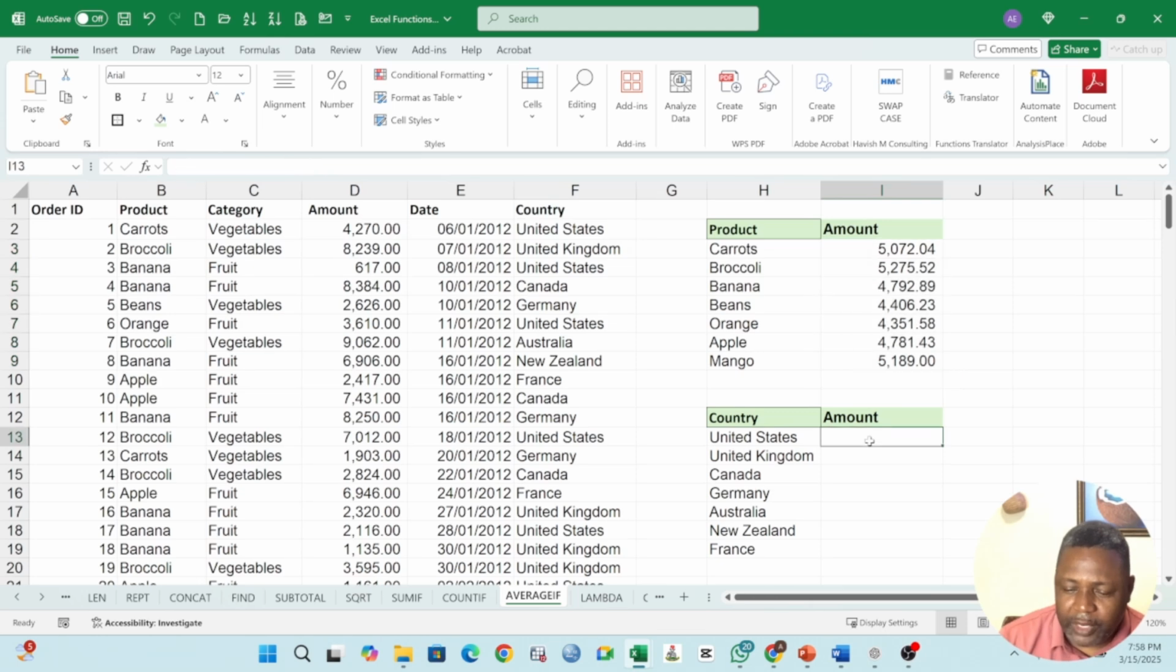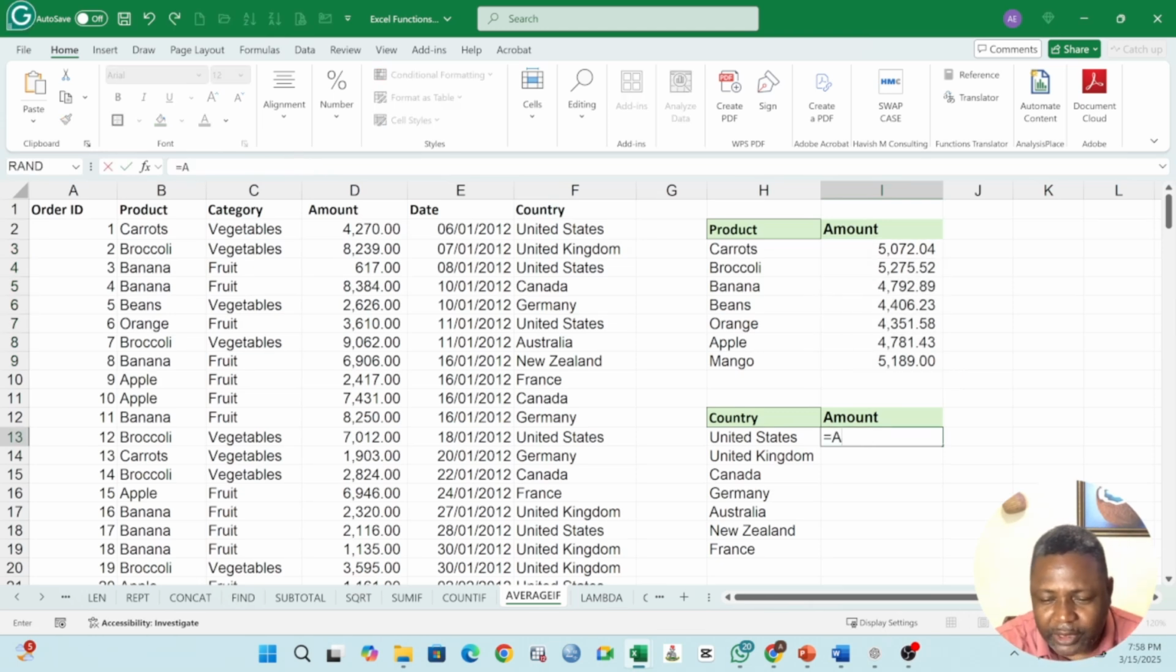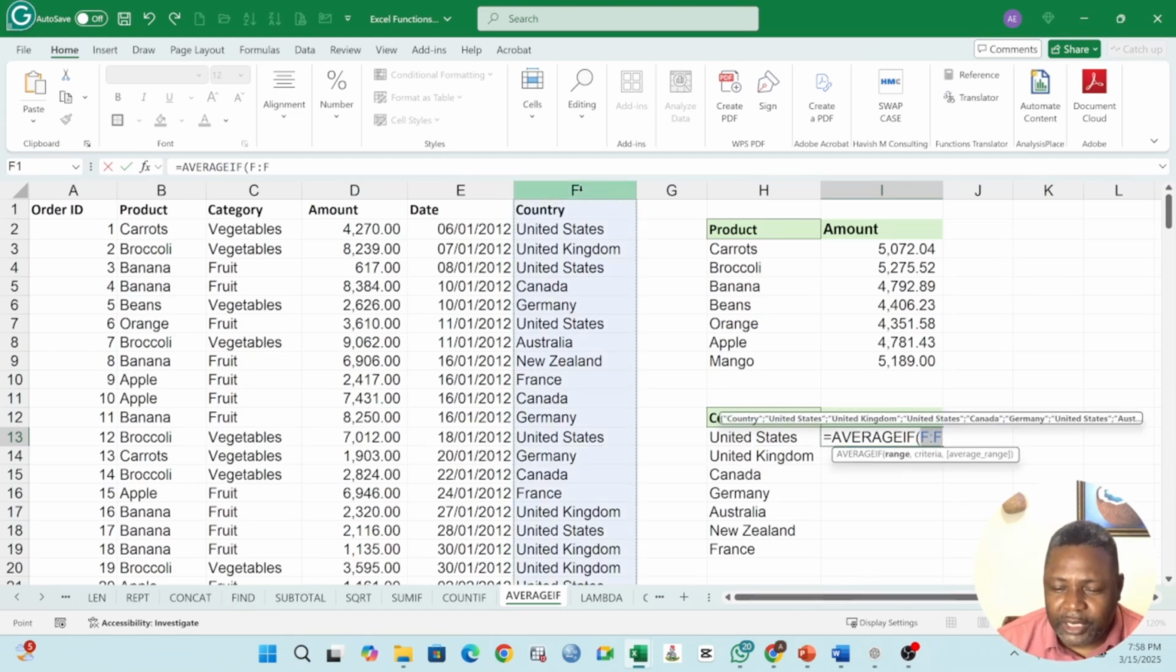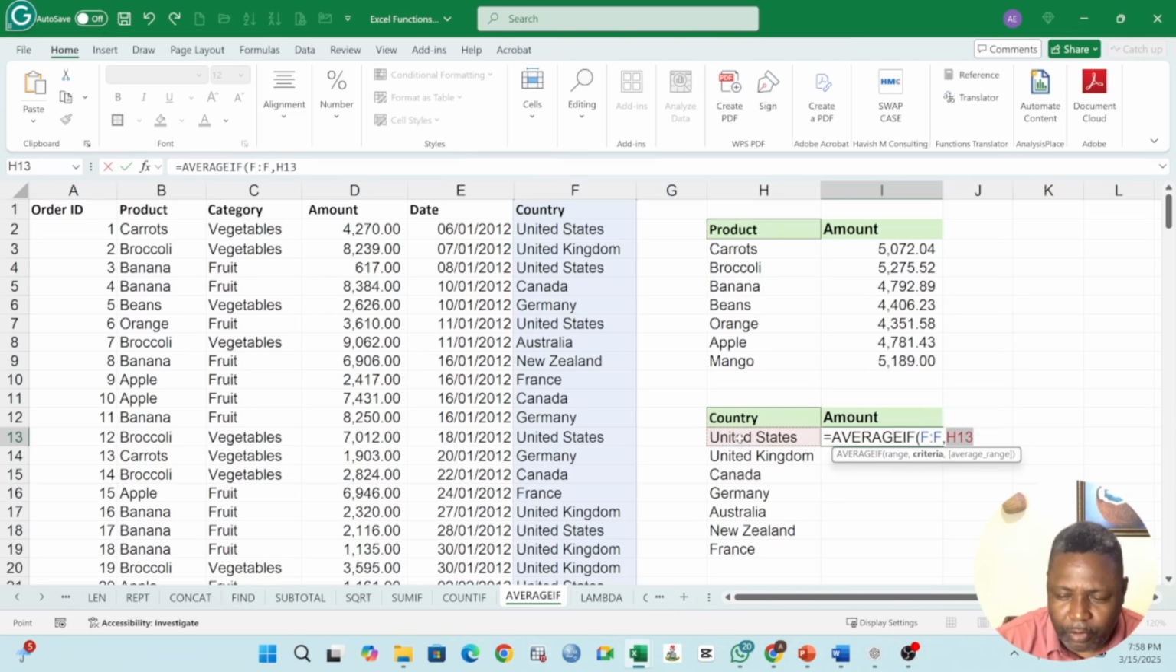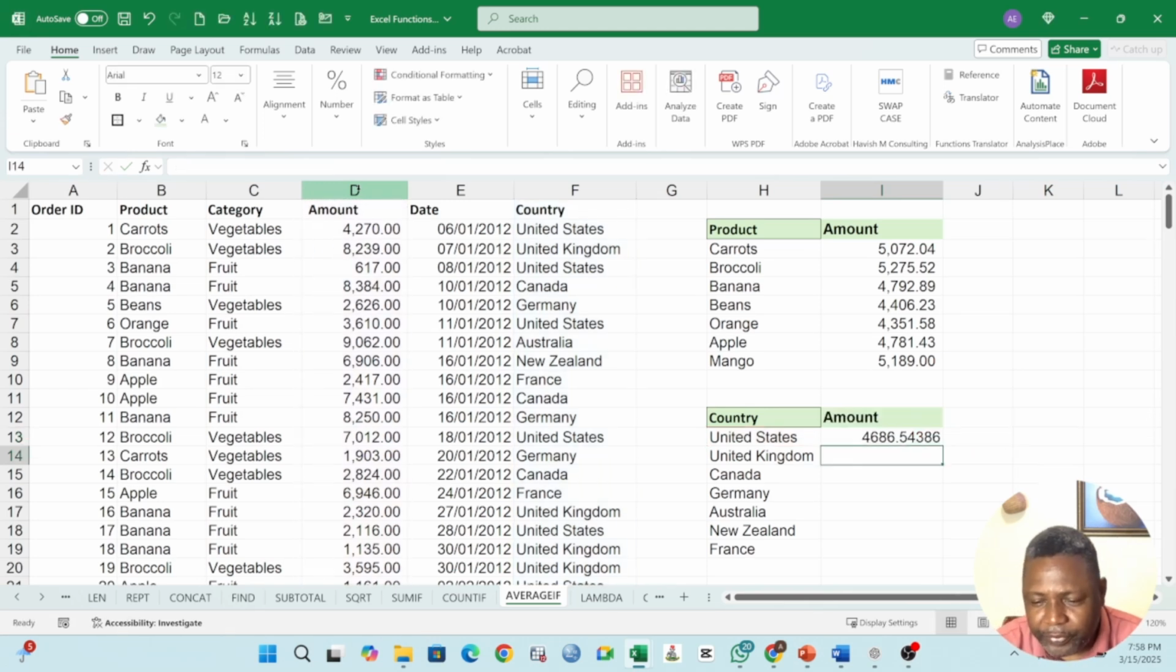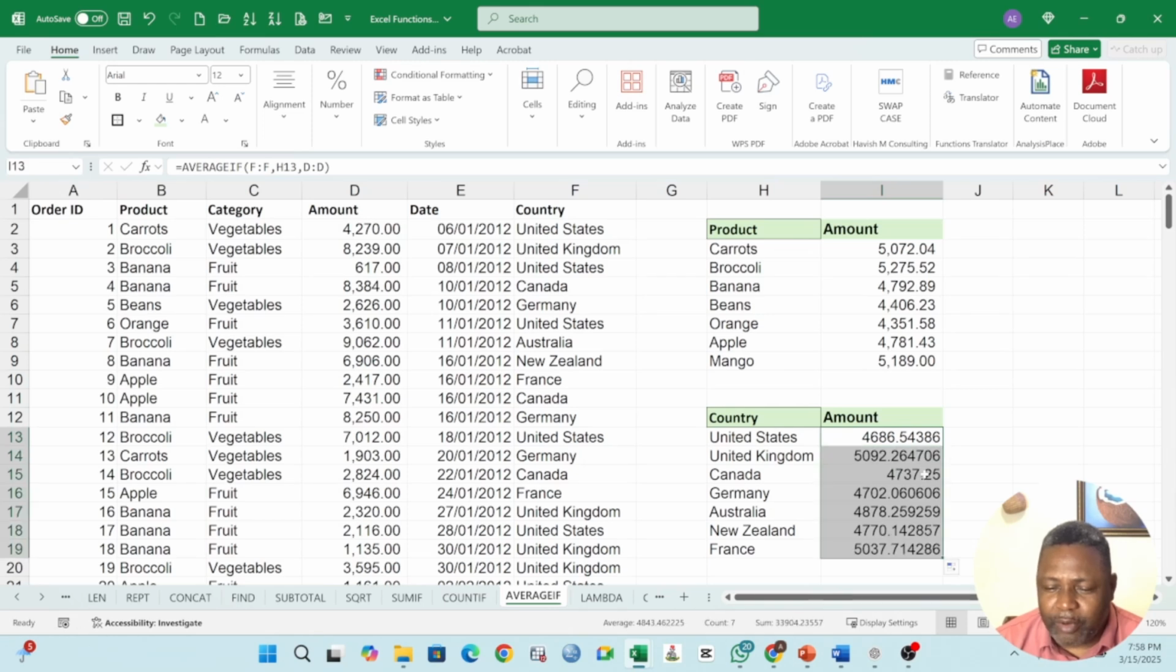You can always apply your number formatting to reduce it to 2 decimal places or so. Then let's look at it by country. Average sales by country, AVERAGEIF. What's our range? The country is our range because we're looking at it by country. And then what's our criteria? Our criteria would be the country, of course, and then our average range would be the amount. So we get our average of our sales by country.